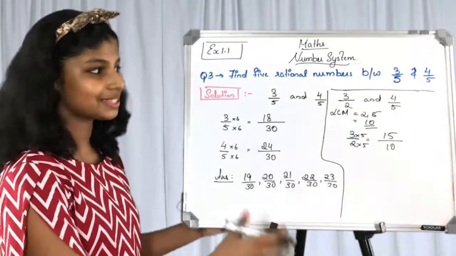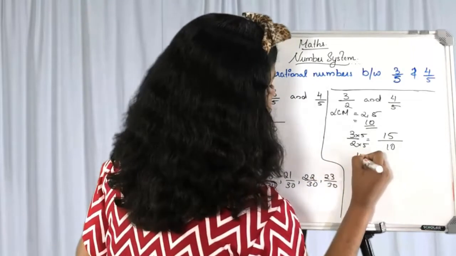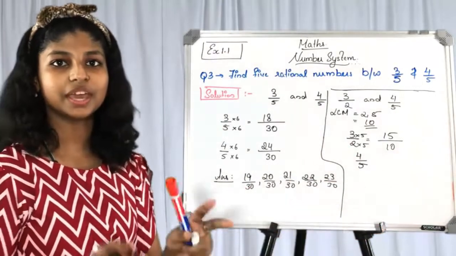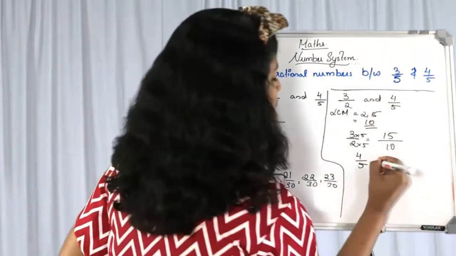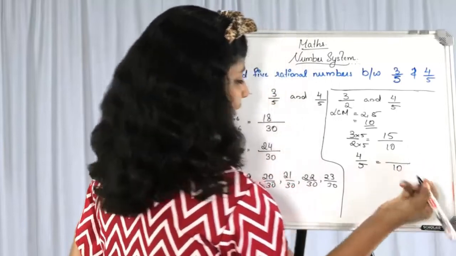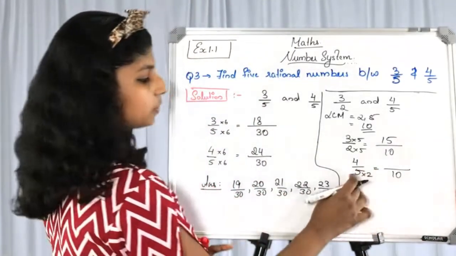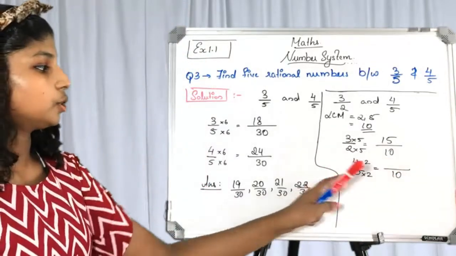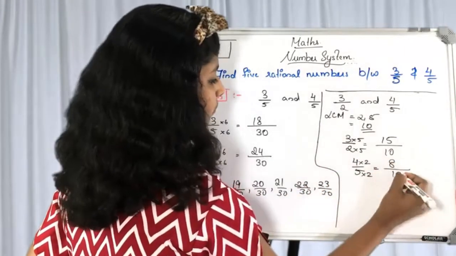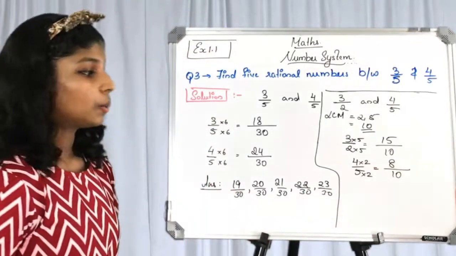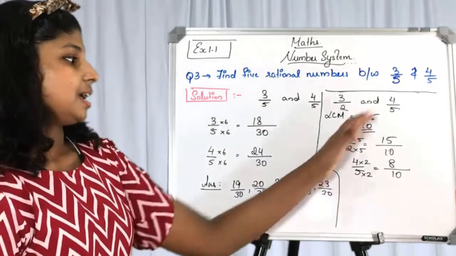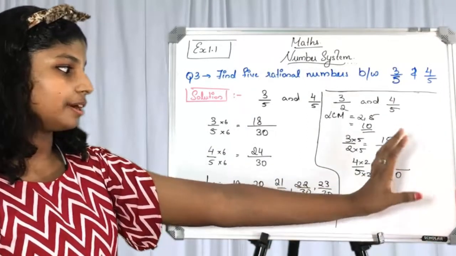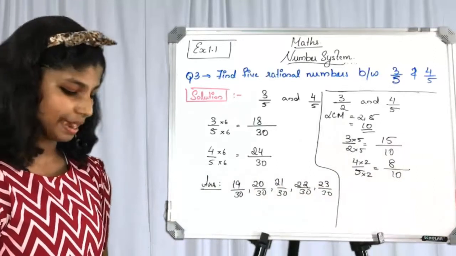Again you have to do the same process here also, that is 4 by 5. After doing this process you get the same denominator. So here you have to get the denominator 10. So you multiply it by 2, and the numerator should also be multiplied by 2, and you get 8 by 10. So here we have got 15 by 10 and 8 by 10.